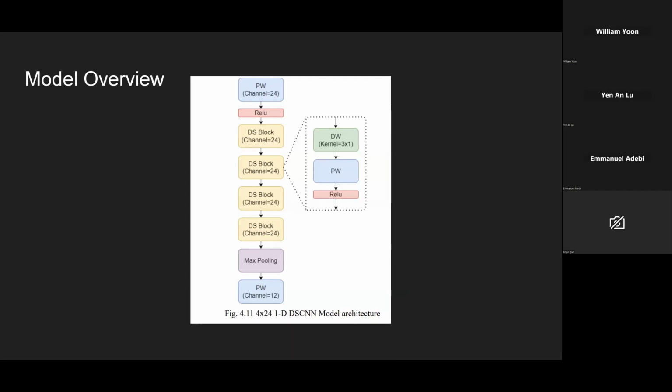Layers. The input passes through a depth-wise convolution layer. Subsequently, the output from the depth-wise convolution layer is processed through 4 DS blocks. Each DS block comprises both depth-wise and point-wise convolution. Following the DS blocks, the output undergoes a max pooling layer. Finally, the result of the max pooling is further processed through a point-wise convolution layer, which computes the final output.